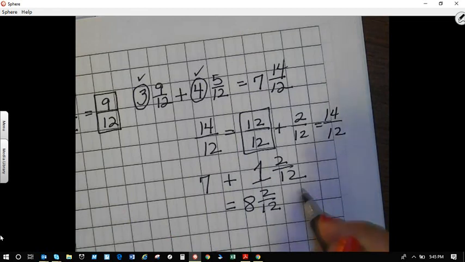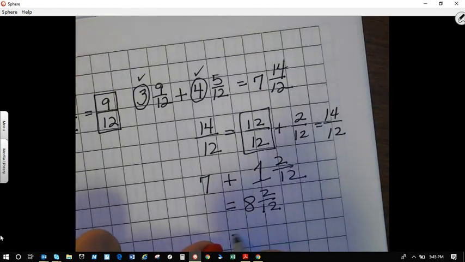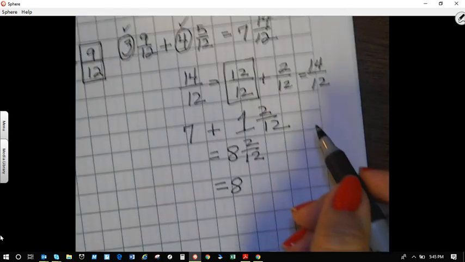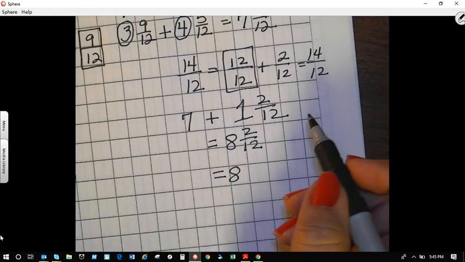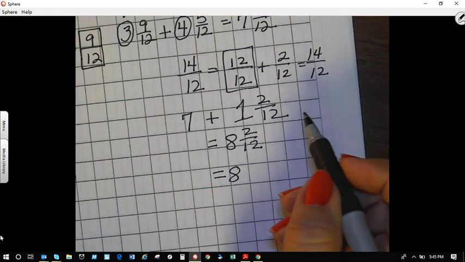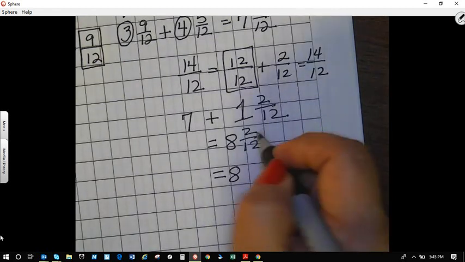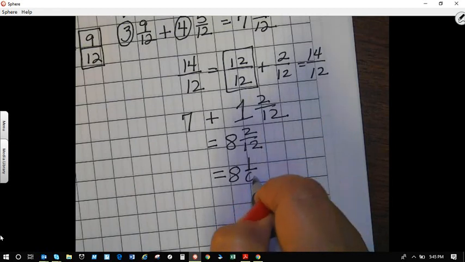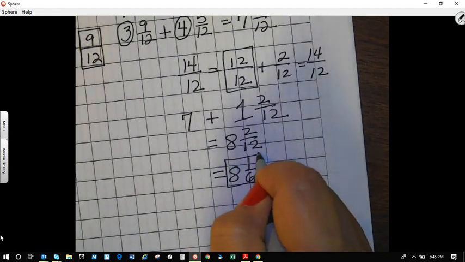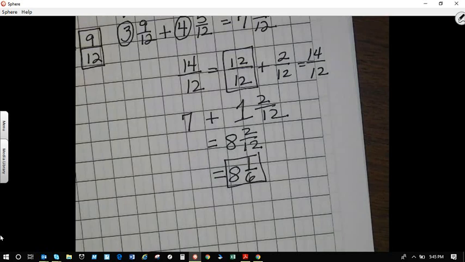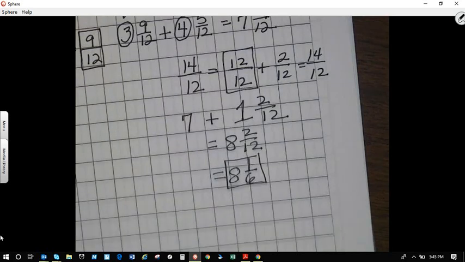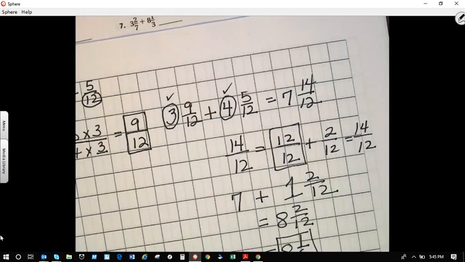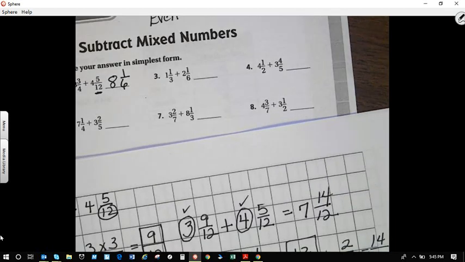But is this where we stop? Nope. Half of 2, because they're both even numbers, that means that they're both divisible by 2, which means I can cut them equally in half into 2 equal parts. So half of 2 is 1, half of 12 is 6. And so my answer is 8 and 1/6. All right, so now I'm going to place that over on my answer key. So I have 8 and 1/6. All right, so let's do some more.